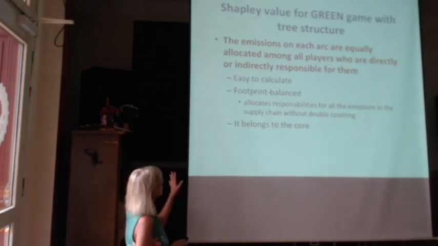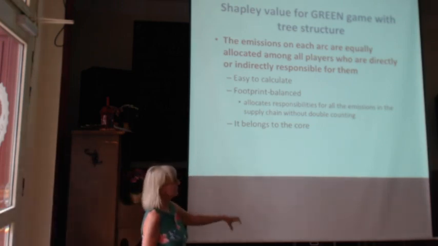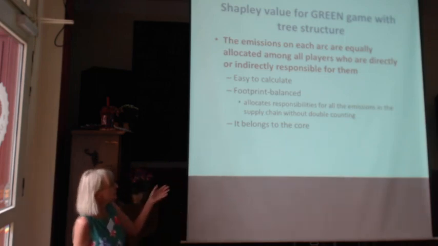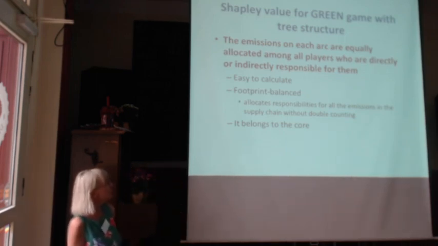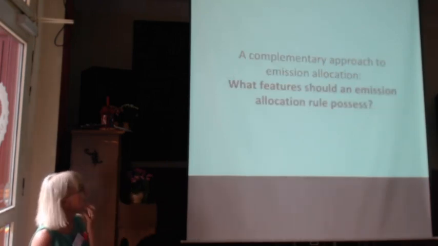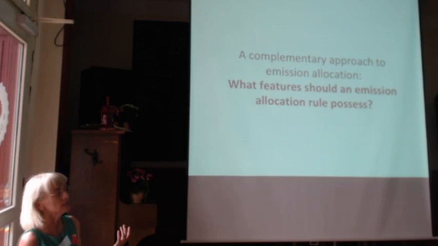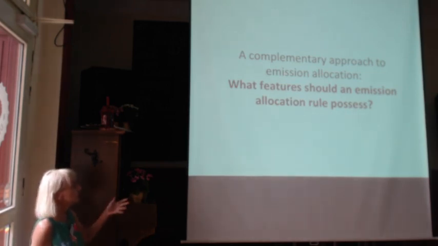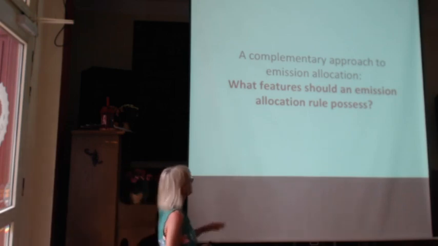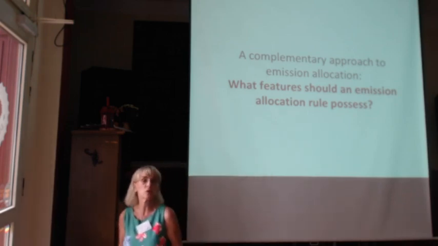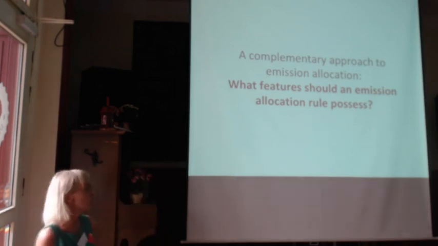So this was kind of good. We started with something that we guessed would be a good allocation, and we showed that it is actually easy to calculate in this case, and so on. But then we were thinking, so what if there is something better? So this is just like what we know from the theoretical part, but if we actually look at emission allocation, are there some of the properties that we would want this type of allocation to have?